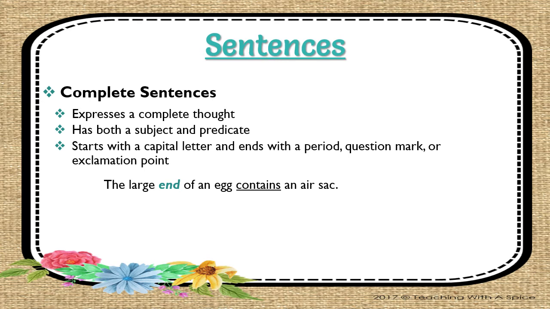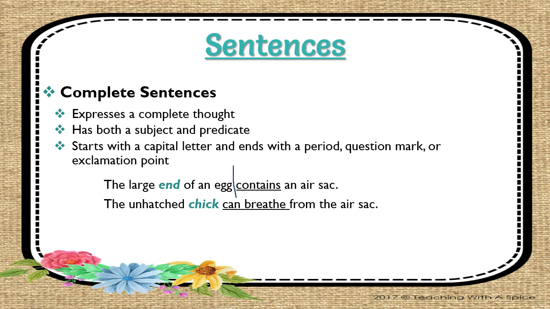The large end of an egg contains an air sac. So here you have a complete thought. It has both the subject and the predicate. If I were to divide it, here I have end is my subject, contains is my simple predicate. I divide them right here between the complete subject and the complete predicate.